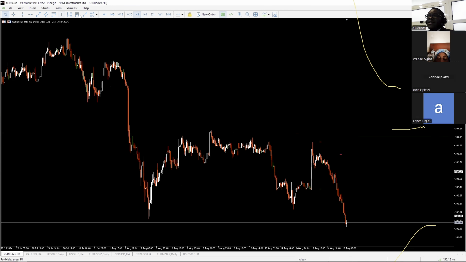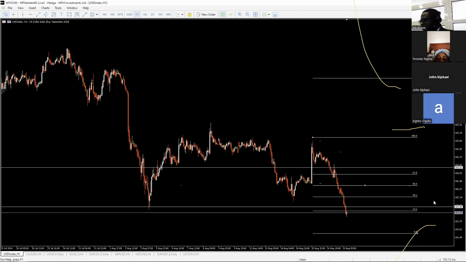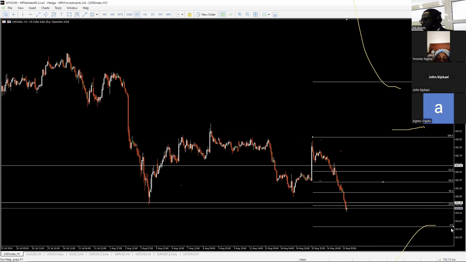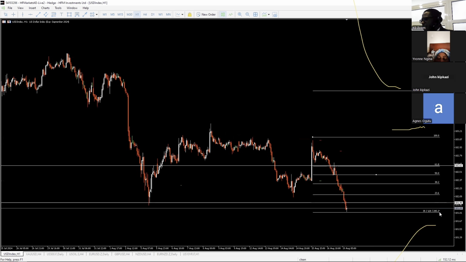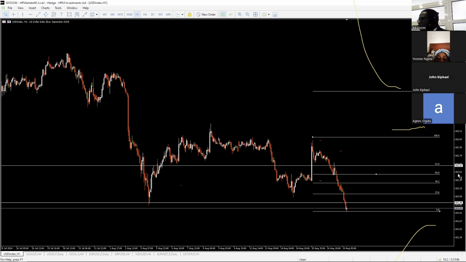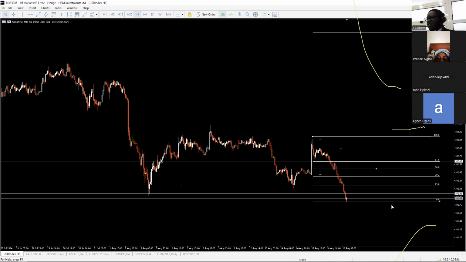Let's see whether we'll have a significant pullback. If we look at the Fibonacci levels, let's see whether we can anticipate a significant pullback up to which particular level. So a significant pullback all the way to the 50% level right here at 102.51 or 102.5. Let's see how this dollar index will trade today.